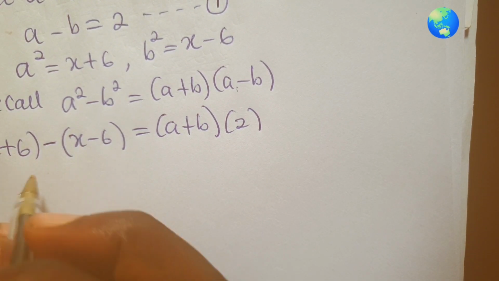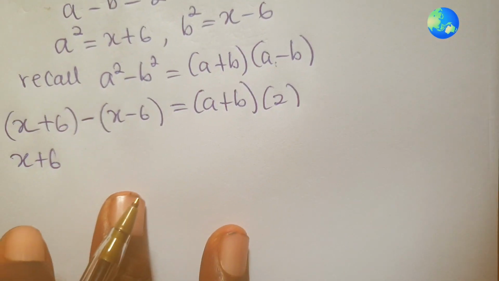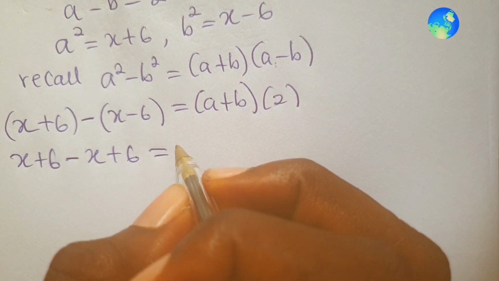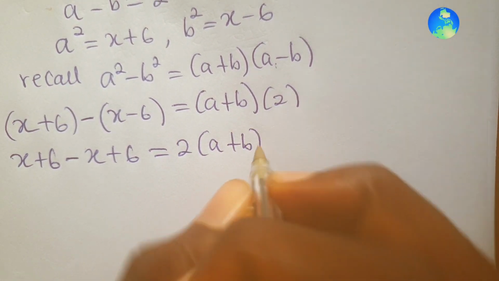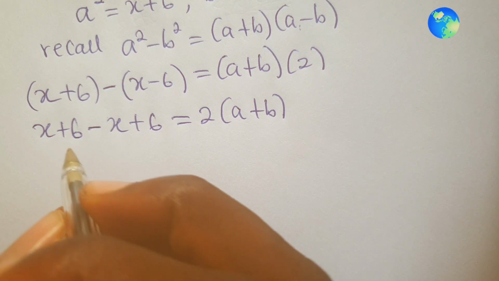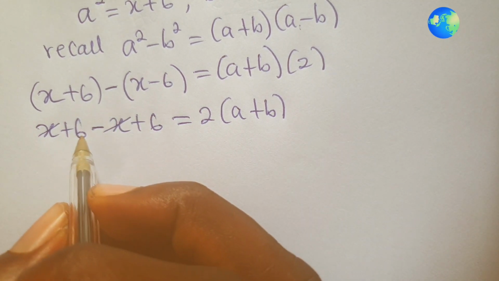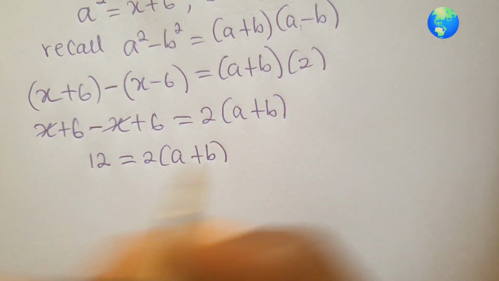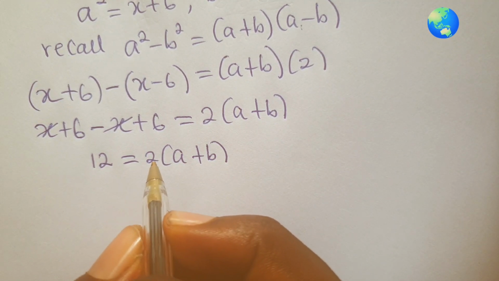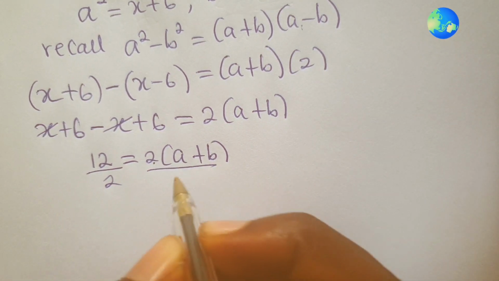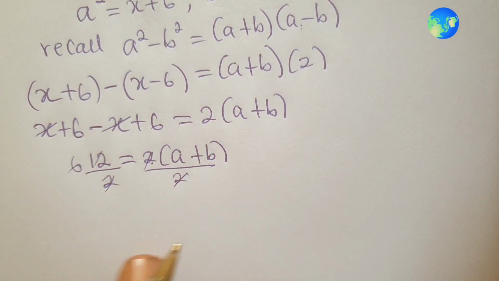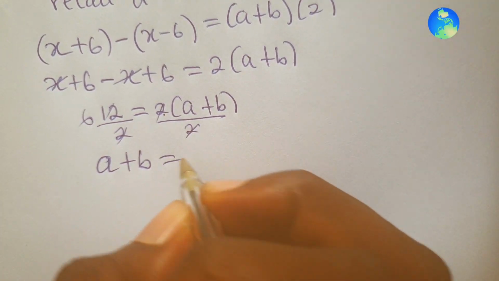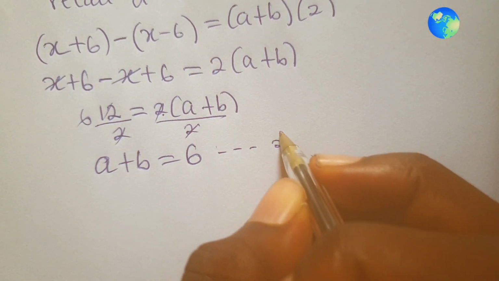That means for this part, if I expand the bracket, I'll have x plus 6 minus x plus 6. When you expand the bracket, it equals 2 into a plus b, right? Now after this, x cancels x. We're having 6 plus 6 to be 12 equals 2 into a plus b, right? Now I can divide both sides by 2. This cancels out. We have 6 here, so a plus b equals 6. I'll call it my equation 2.